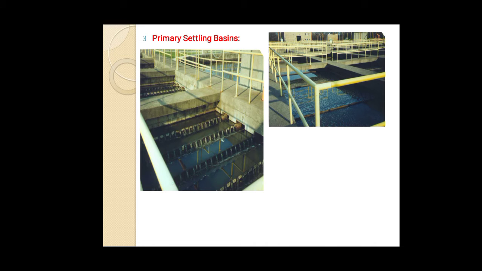These are the diagrams which show the primary settling basins. Here we can see that these tanks are rectangular in shape, having 3 to 24 meters of width and about 15 to 100 meters of length, and generally 3 to 90 meters in diameter.